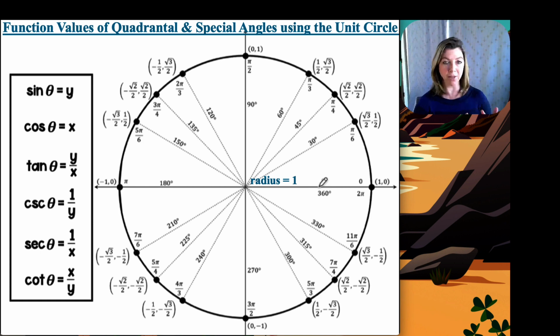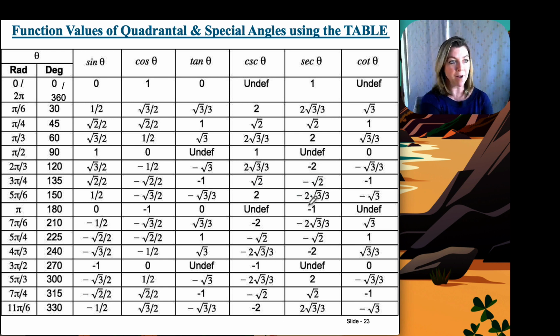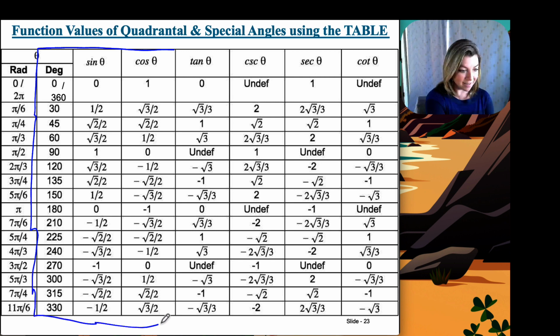All right, I want to take the unit circle now and put it into a table format. So if you go to your next slide, we have the function values of quadrantal and special angles using the table. Okay, looks quite different and actually has some additional information on it for us. The unit circle on the last slide only had sine and cosine. The unit circle on the last slide gave us this information right here.